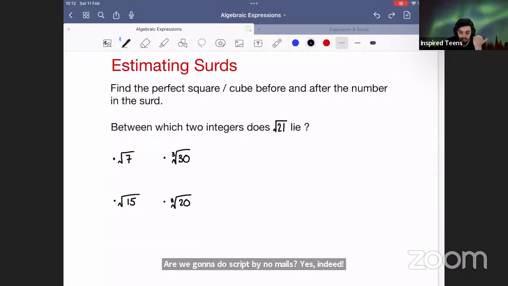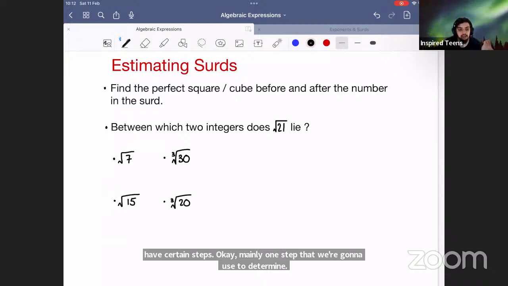So estimating surds, we have certain steps, mainly one step that we're going to use to determine. So they want you to estimate, what are we doing here?